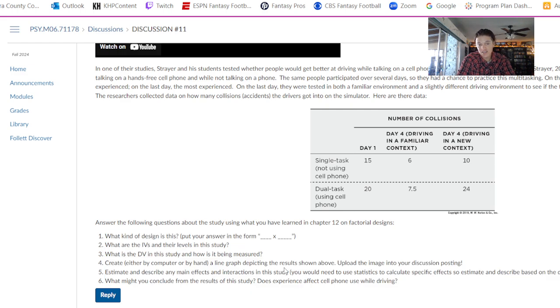What kind of design is this? Put your answer in the form of a what by what, right? And hopefully this will make a little more sense after you've done your reading. What are the different independent variables and their levels in this study? So break down each independent variable. What is the dependent variable and how is it being measured?